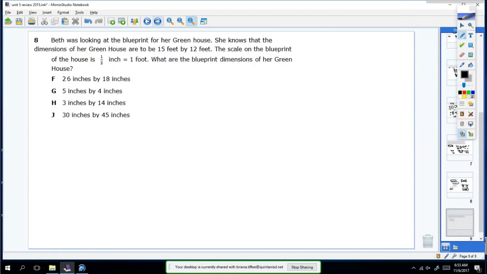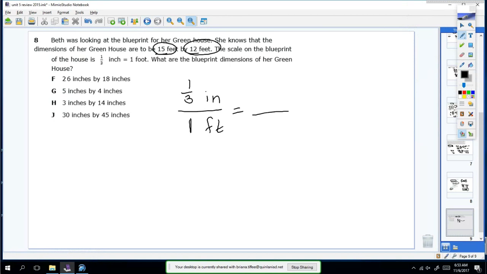All right, last one. Beth was looking at the blueprint of her greenhouse. She knows that the dimensions of her greenhouse are to be 15 by 12 feet. The scale on the blueprint of the house is 1/3 inch for every 1 foot. What are the new dimensions of her greenhouse? So for every 1/3 inch, okay, do not change this to a decimal. Leave it as a fraction. I'll show you why.